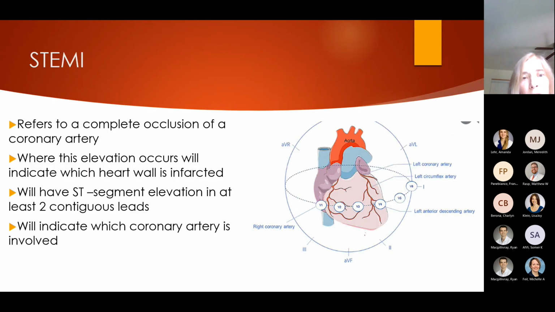So STEMI refers to a complete occlusion of coronary arteries. Where this elevation occurs, ST elevation will indicate which heart wall is infarcted. It has to have ST elevation in at least 2 contiguous leads, and contiguous leads are the leads looking at the same wall of the heart. It also will indicate which coronary artery is involved.